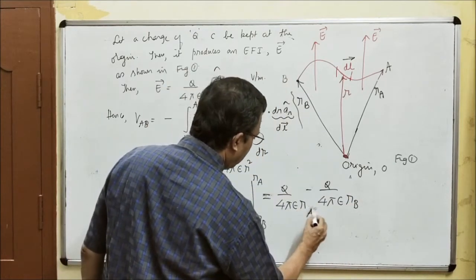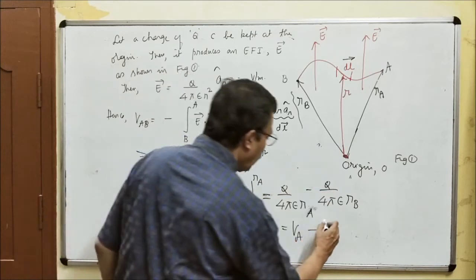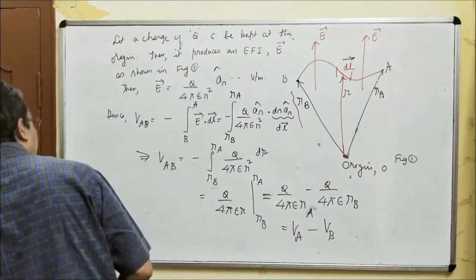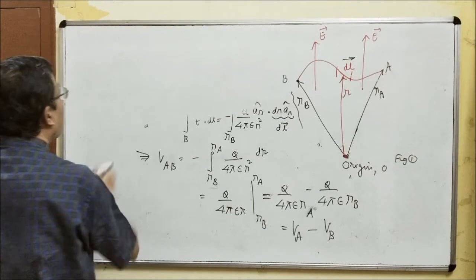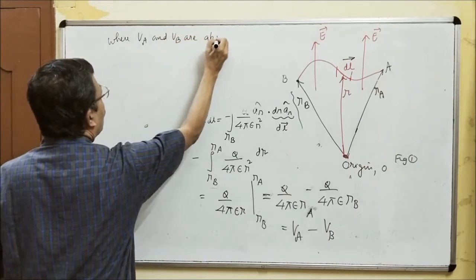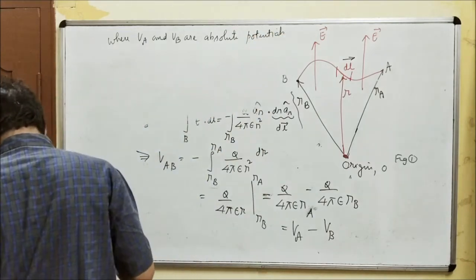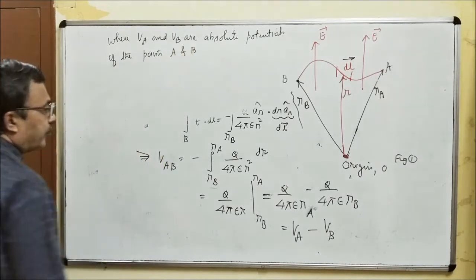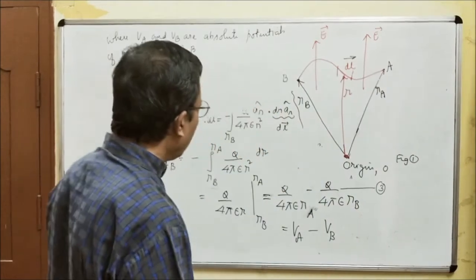The first term gives you the absolute potential at point A. The second term gives you the absolute potential at point B. That means VAB is VA minus VB, where VA and VB are absolute potentials of the points A and B. I call this equation 3. I hope I have not used equation 3 before.